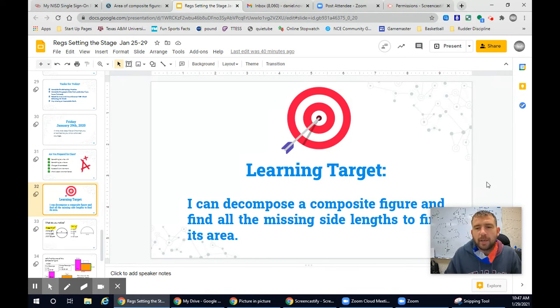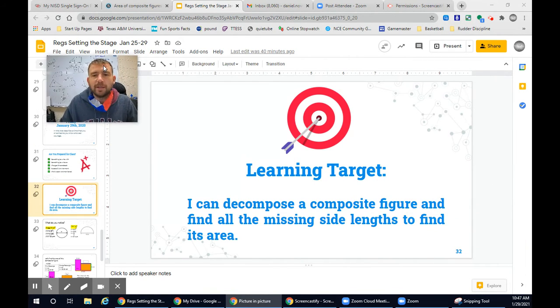So your learning target today is we're still going to be decomposing these composite figures. Remember, decomposing means to break down or tear apart, and composite figures means a figure that is irregular but does have polygons inside of it that we know. And we want to pull those polygons out of that figure so that we can find the area and then put it back together to find the area of all of it.